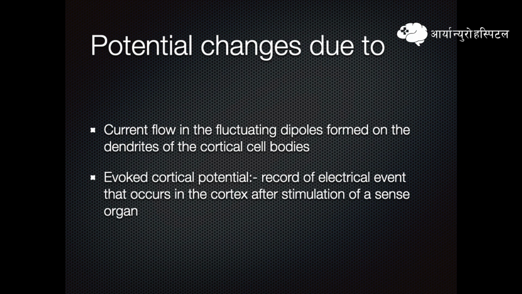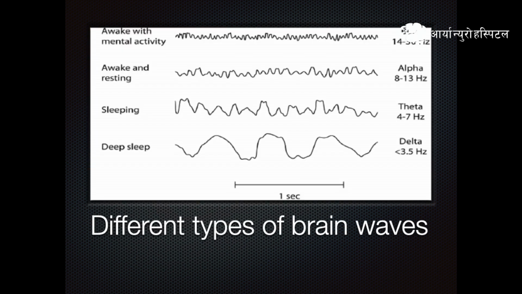Potential changes on the brain surface are due to current flow in the fluctuating dipoles formed on the dendrites of the cortical cell bodies. Similarly, the evoked cortical potential is a recording of an electrical event that occurs in the cortex after stimulation of a sense organ. In this picture you can see the different types of brain waves. The types of brain waves are described on the basis of frequency and amplitude.